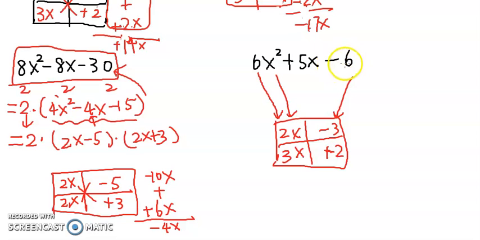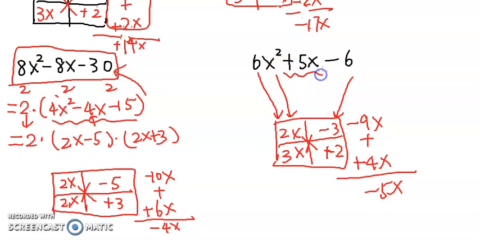So negative 6 we break down as negative 3 times positive 2. Now let's do cross multiplies. We're going to have 2x times positive 2, negative 4x. 3x times negative 3, negative 9x. After we combine them, we get negative 5x. Actually, we need a positive 5x. Whenever you get the opposite of that number in the middle, you're very close. All you have to do is switch the signs of the negative and positive. So make this one positive, make this one negative.